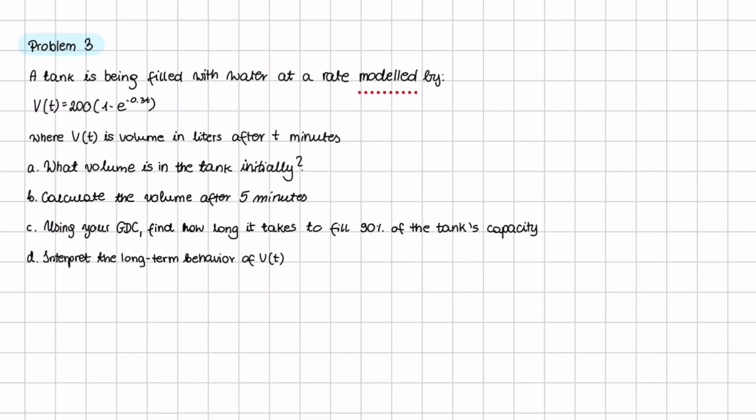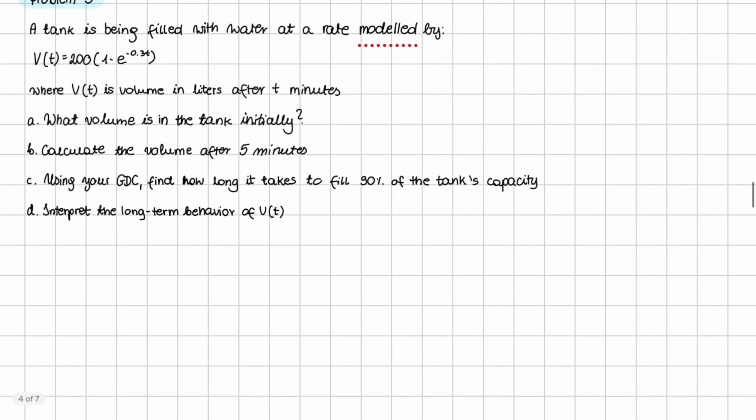Problem 3. A tank is being filled with water at the rate modeled by V equals 200, in bracket, 1 minus e to the power of minus 0.3t, where V is volume in liters after t minutes. A. What volume is in the tank initially? Initially means when time is 0. So we have to just substitute 0 into t.